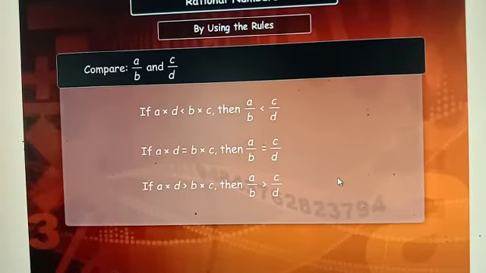Now, there are rules to compare rational numbers. a upon b and c upon d. If a into d is less than b into c, then a upon b is less than c upon d. If a into d is equal to b into c, then a upon b is equal to c upon d. If a into d is greater than b into c, then a upon b is greater than c upon d.